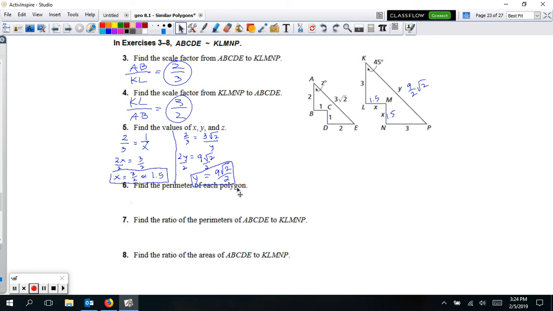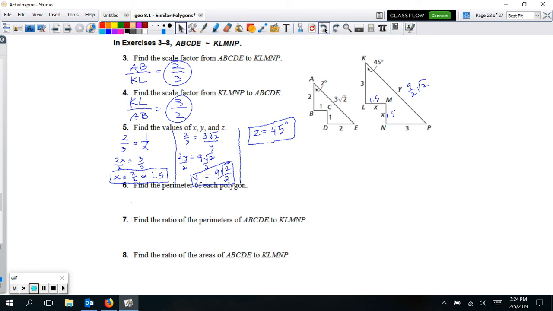Number 6 is find the perimeter of each polygon. So finding the perimeter of... I didn't find z yet. I need to find z still. Z, I forgot about that one because it's an angle. So it's angle A right here, which should correspond with angle K, and all the angles in similar figures are going to be preserved. So if this is 45, then Z also has to be the same, 45. So Z is 45 degrees.